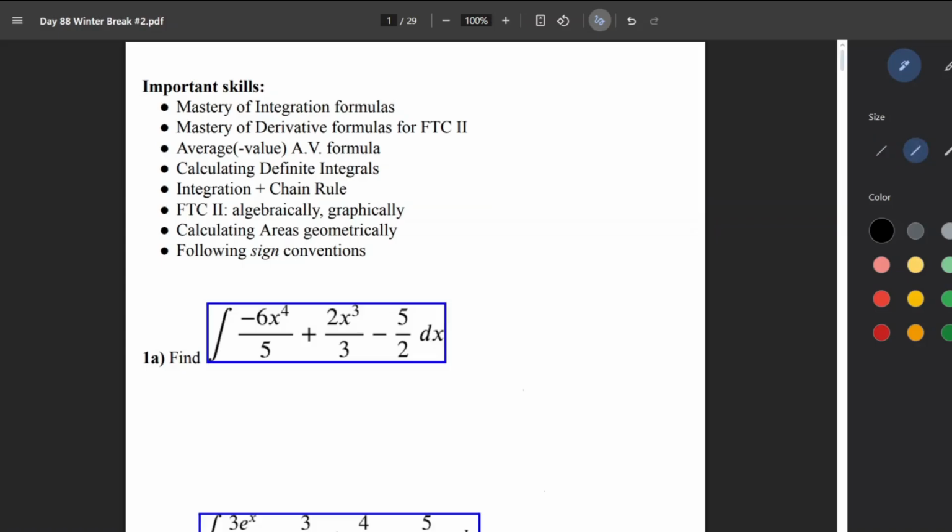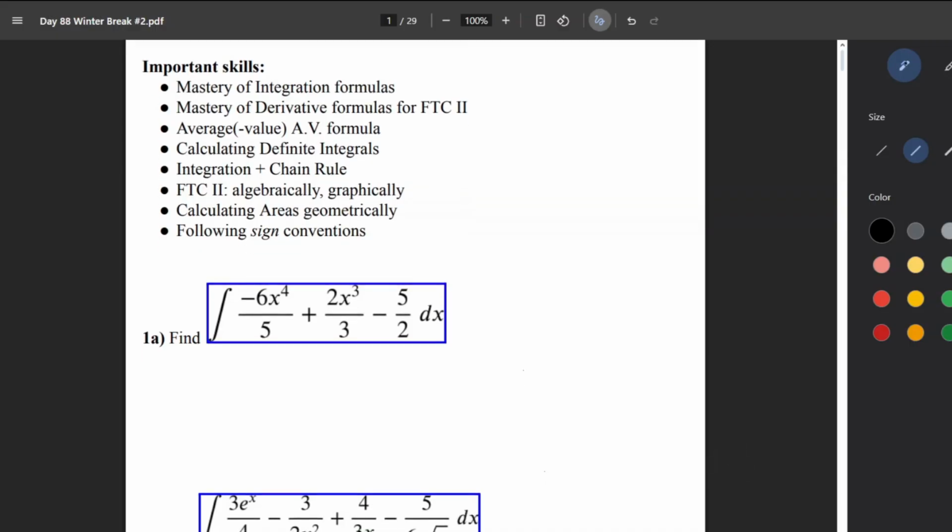So we are doing day 88, which is 29 pages, sadly. So here, this is just basic formulas, power rule. So we have -6 over 5 times x to the 5th over 5 plus 2 over 3 times x to the 4th over 4, minus 5 over 2x, and don't forget your plus c.